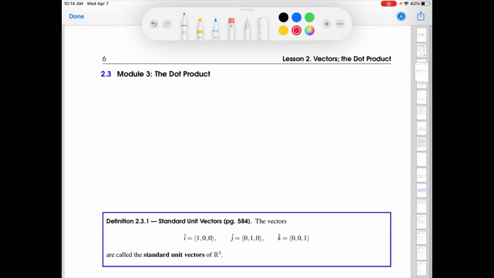Hi, this is Professor Fernandez, and we're talking here about Module 3 in Lesson 2. We're going to talk about the dot product in this module.